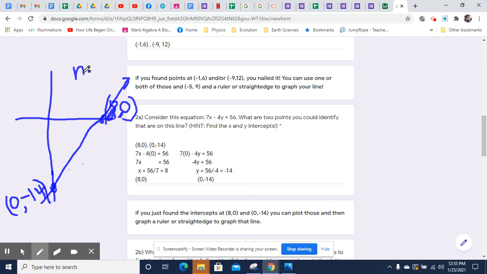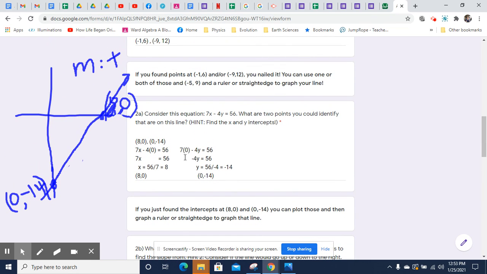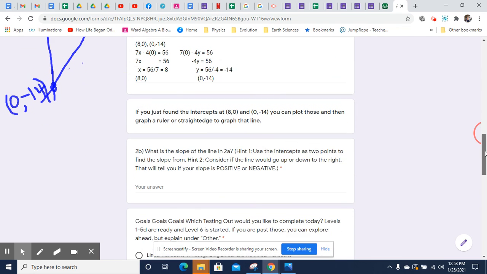So slope is going to be positive, greater than 0. So I don't really have to worry about getting my slope sign wrong. I just need to keep track of that. It's just going to be a positive. So I know my vertical change from 0, -14 to 8, 0. The vertical change is 14. And the horizontal change from 0, -14 to 8, 0 is 8. So 14 over 8, that is my slope.